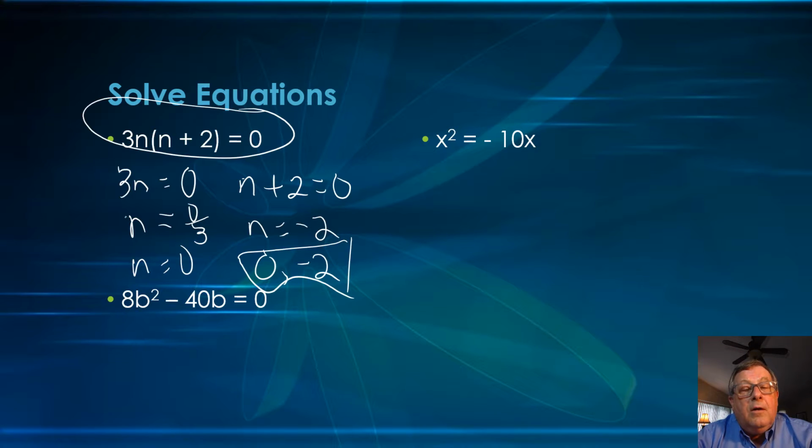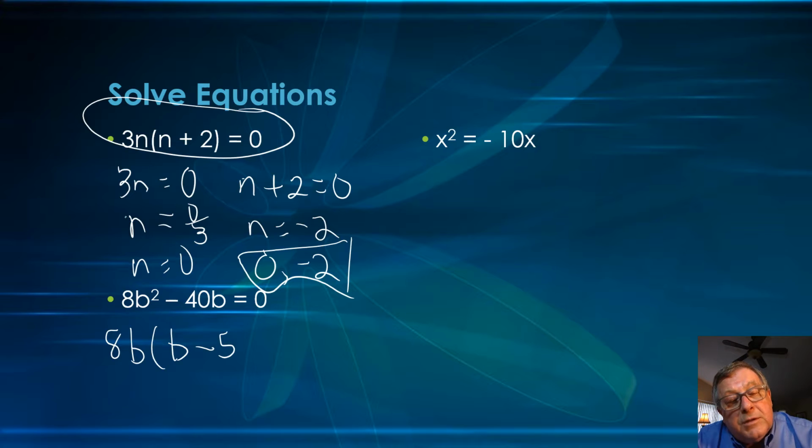Now in the second one down here, 8b squared minus 40b, remember one of the first things I want to do is try to determine, can I factor out greatest common factors? Well, I've got an 8 and a 40, and negative 40 is divisible by 8. 8 times 5 is 40. And then I've got a b squared and a b. So I could factor out 8b, which then leaves me with, for my second factor, b minus 5.